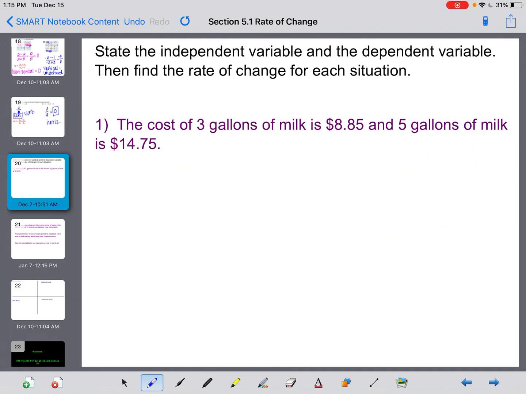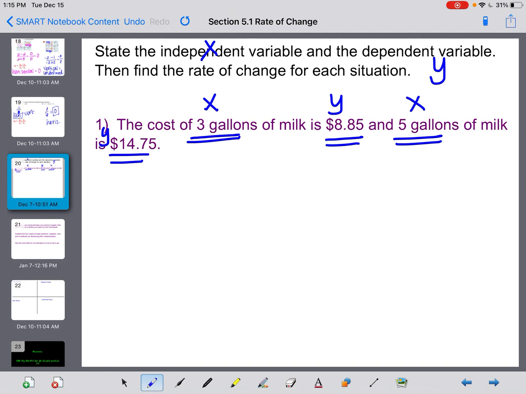All right, state the independent variable and the dependent variable, and then find the rate of change for each situation. Remember that an independent variable is your x's, and a dependent variable is your y's. Okay, so the cost of 3 gallons of milk is $8.85, and 5 gallons of milk is $14.75. Okay, so our gallons of milk is our independent. That's going to tell us our dependent total.